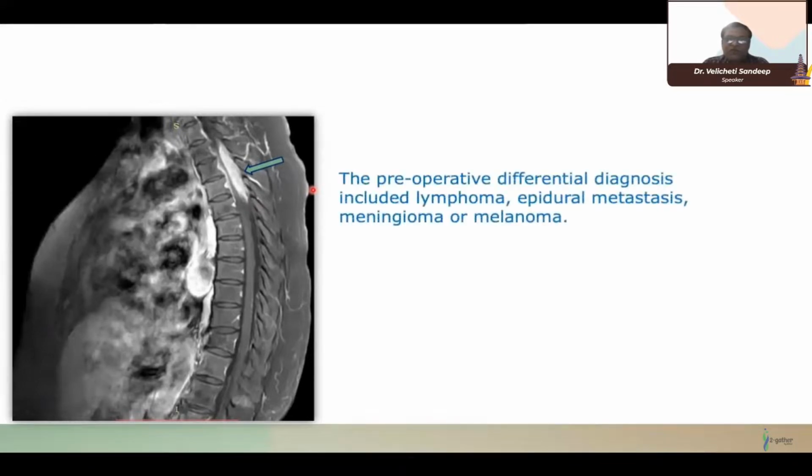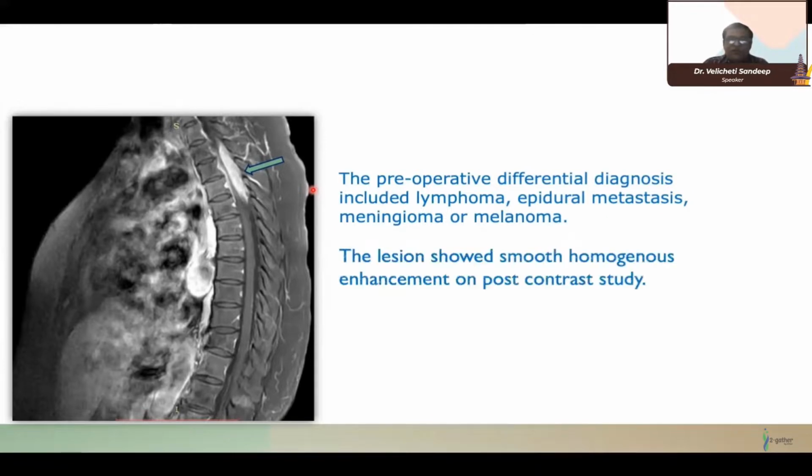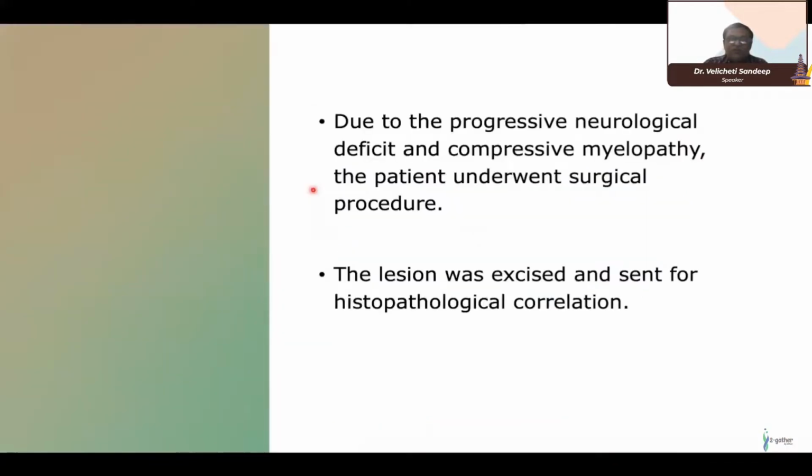So hemorrhage is out from our thought process, but everything fits into melanoma, or it can be heavily fibrosed or calcified meningioma. It can be epidural metastasis, sorry, it can even be lymphoma. So these are our differential diagnosis after doing the post-contrast study with homogeneous enhancement. The patient continued to develop progressive neurological deficits, compressive myelopathy features. Then we went for surgery.